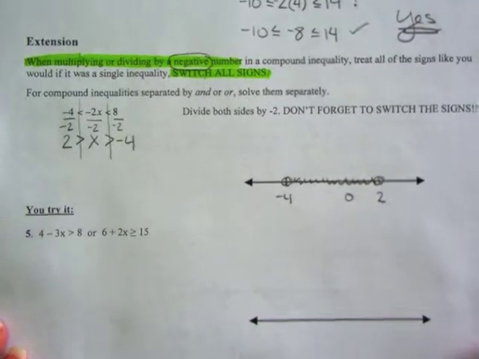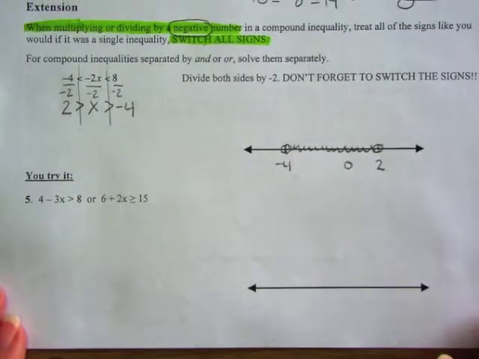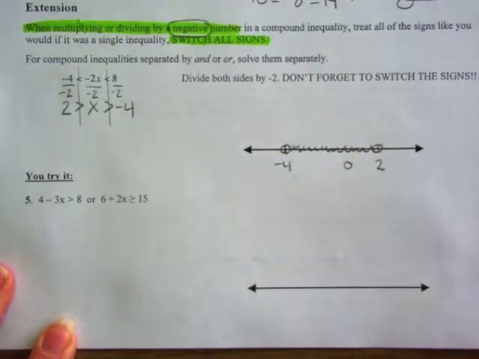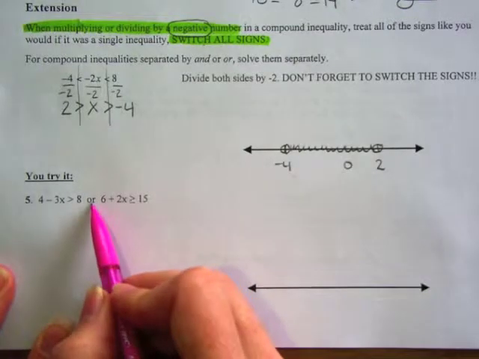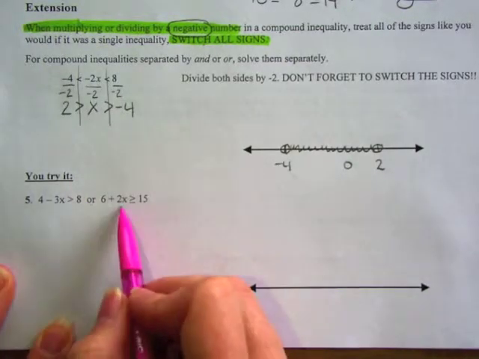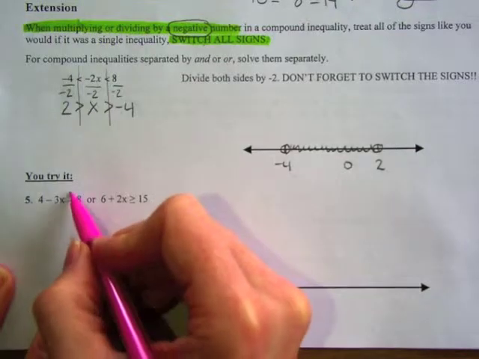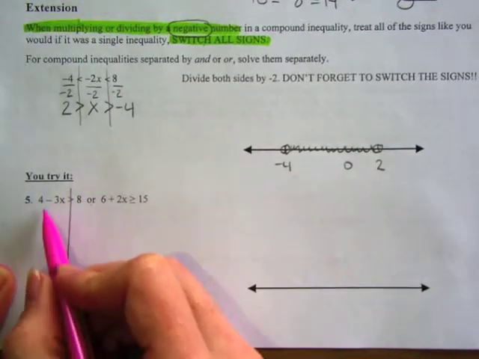Okay, there's a you try it, but I'm going to go ahead and work with you on this one just to make sure we understand what's going on. So here as we solve, we have an or, which means solve them individually. They're separate. We're going to just solve them as we need to. So I'm going to go ahead and solve that first one.